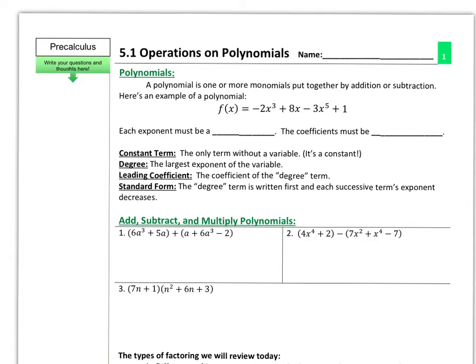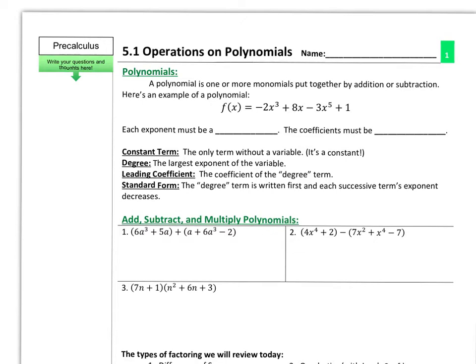Okay, so this is 5.1, operations on polynomials. Should be pretty much just a review for you. Polynomials, if you remember, have one or more monomials put together by addition or subtraction. There's an example one. You just need to remember that each exponent must be a whole number.